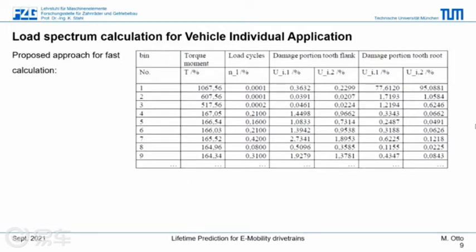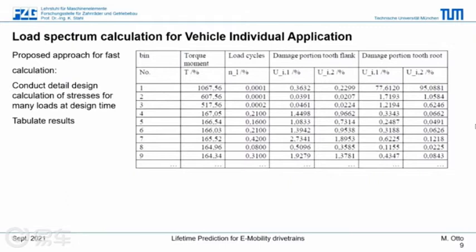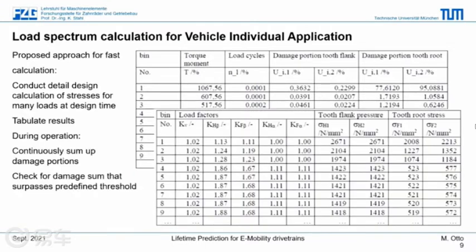But of course, we could just predetermine certain load levels that we want to use, and then sort our operating condition load levels into these pre-calculated load levels. And this is what we'll do. So we can, for every load given, conduct a detailed design calculation of stresses, and do this, of course, for many loads at design time, and arrive at some tabulated results for every load level. We have here the overload factors, KV, KH beta, KF beta, KH alpha, KF alpha, and the stress levels for tooth flank and tooth root.